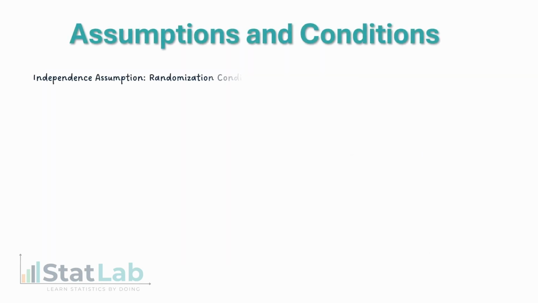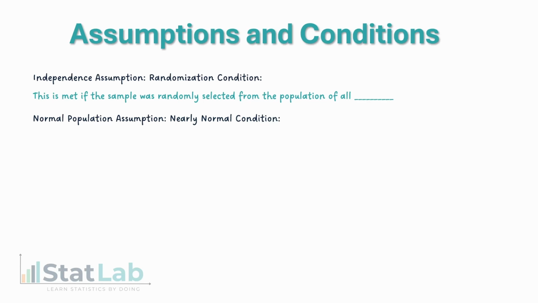Let's start with the assumptions and conditions. We always start with our independence assumption, randomization condition, and this one is the same as normal. This is met if the sample was randomly selected from the population of all whatever you're talking about. Normal population assumption, nearly normal condition.